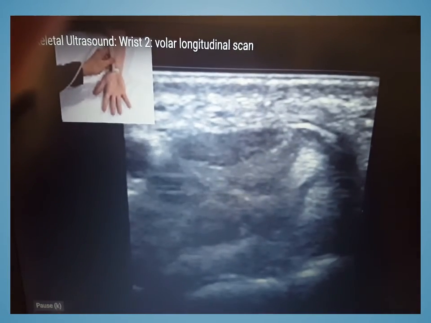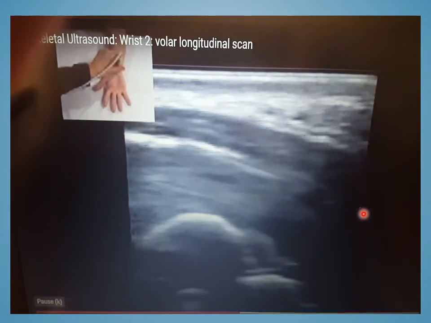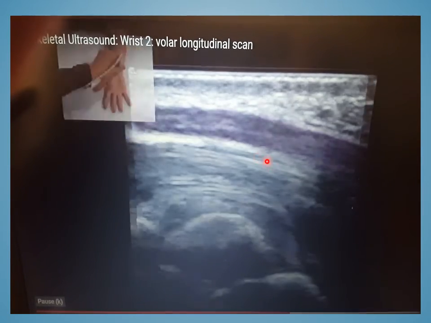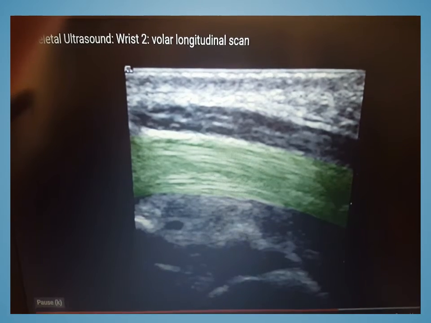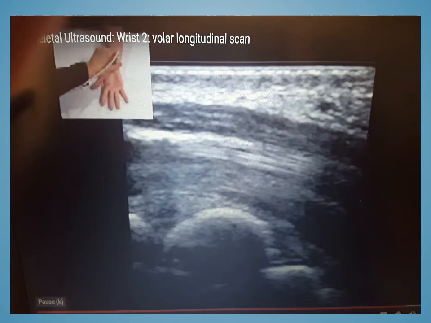Here's an LS examination of the median nerve. You notice here the uniform thickness of the nerve and normal appearance of the underlying tendon. Here we notice the distal end of the radius and the scaphoid. If we put the probe TS at this region, another bone will appear in view, which is the lunate, and this allows us to examine the scapholunate ligament.